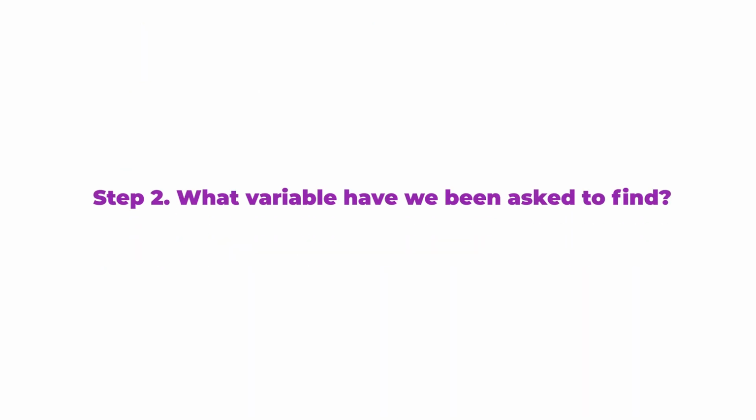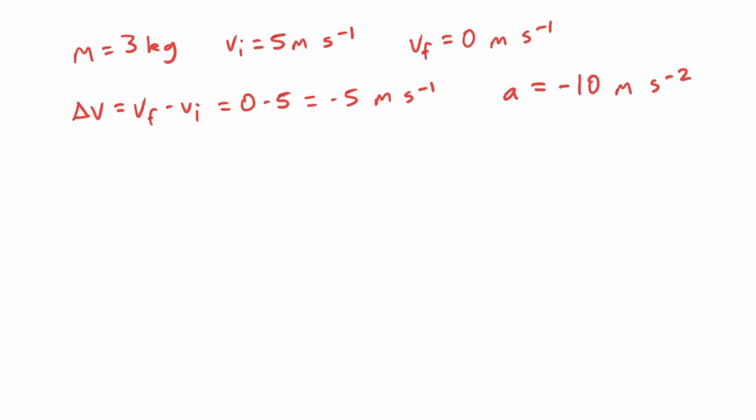Step 2. What variable have we been asked to find? We want to find the height, or the vertical distance. So d is equal to question mark in meters.